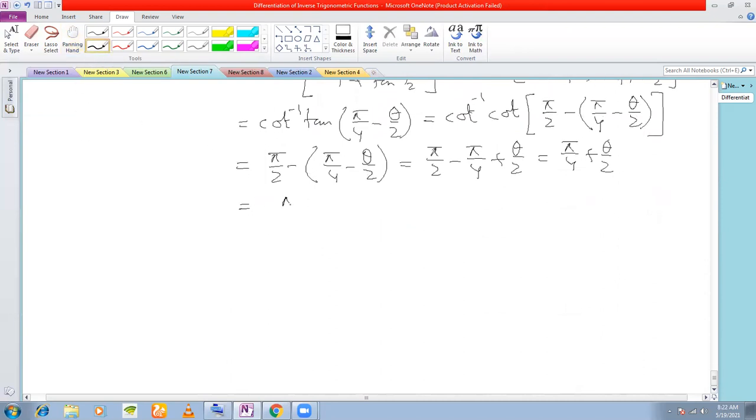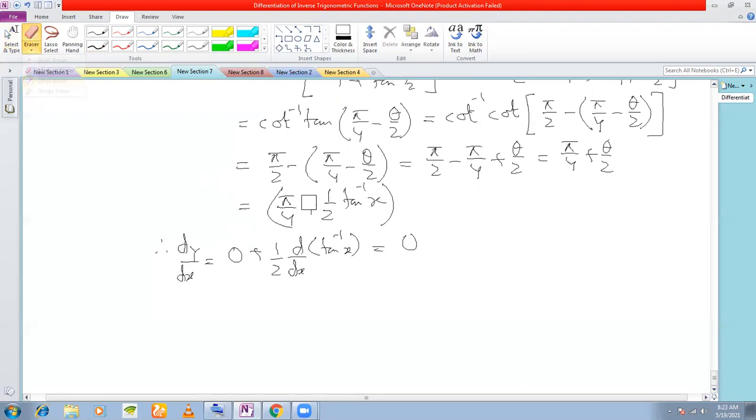So pi by 4 plus half tan inverse x. That's your value of y. So now if you differentiate, dy dx is equal to d dx of pi by 4, which is 0, plus half d dx of tan inverse x, which is 1 by 1 plus x squared. That's it.